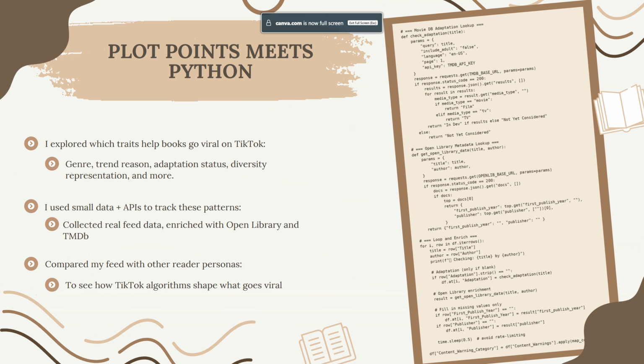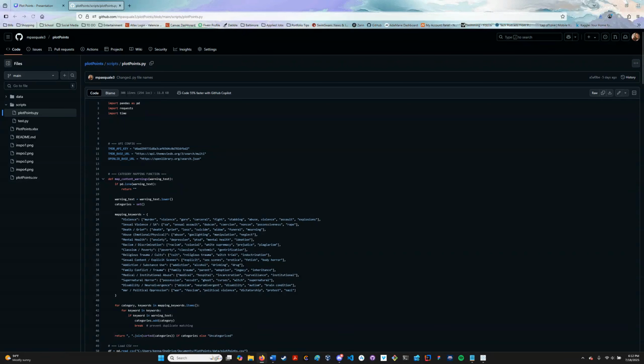I collected and cleaned data from 180 viral book titles that trended across TikTok from January through May of 2025. I enriched the dataset using the Open Library API and TMDB API to fill in missing data like publication year, publisher, and adaptation status. Then I ran custom Python scripts to categorize genre tropes, trend reasons, content warnings, diversity representation, and format types. This script does three main things.